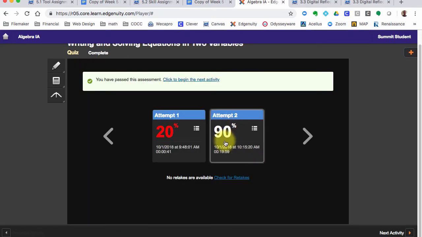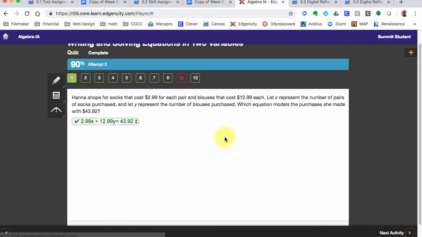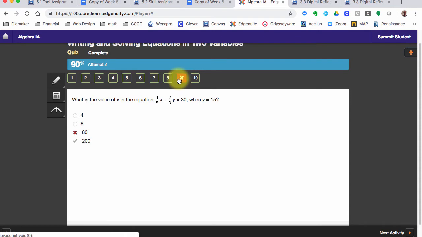And much better. I did a good job studying, reviewing, and did a much better job on this quiz. Got a 90%. I still missed one question, so I can go in. And I can see I got all of them right except for number 9. And it's the same one. Solve what is the value of X? It should be 200. I clicked 80 again.